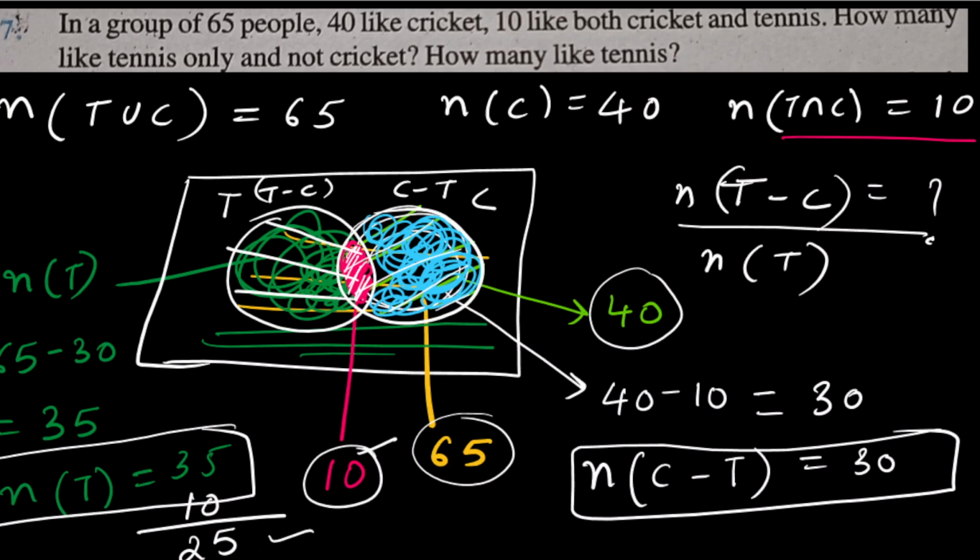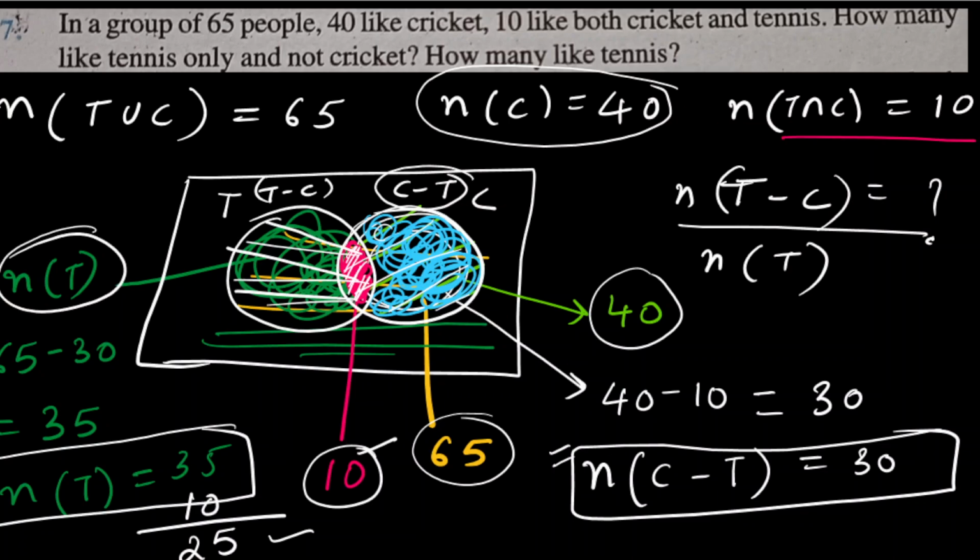From the Venn diagram, if you just see, this blue part is C minus T, cricket but not tennis. From the total, you just have to subtract C, because this C was given to us. I found this C minus T first because C was given to me, so I could easily find this. Now if I know C minus T, I can find N of T easily. N of T means how many like tennis.